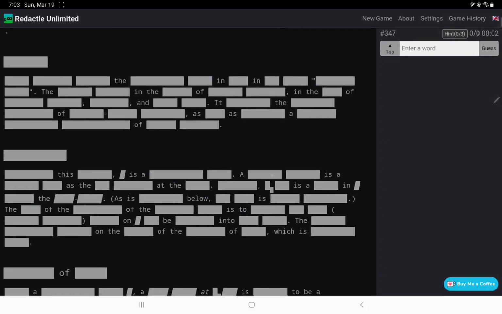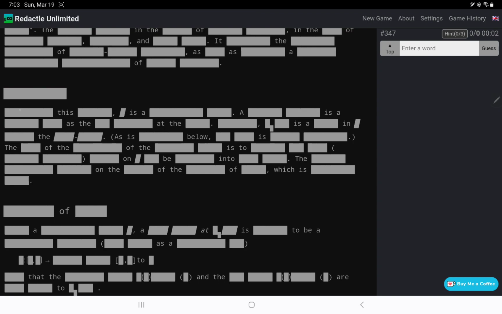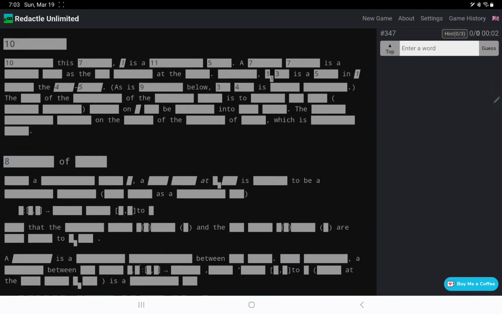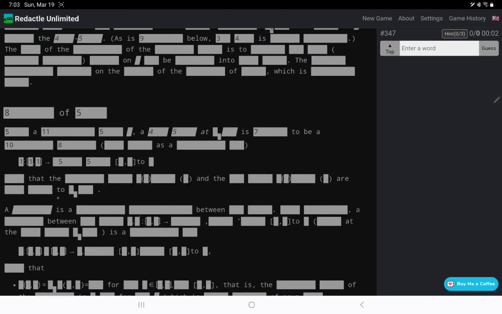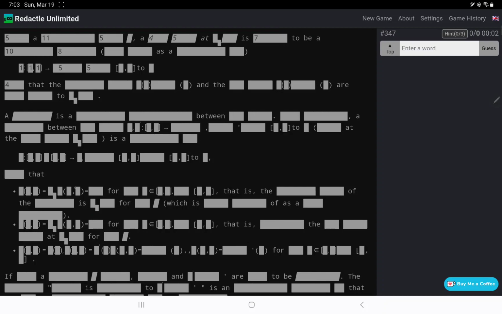Let's see if there's anything else revealed here. 10, this 7, 1 is a 11-5. And again, we have that subscript, and then the 4-5, as is discussed below. 8 of 5. And then we have that arrow symbol. Not sure what that is.